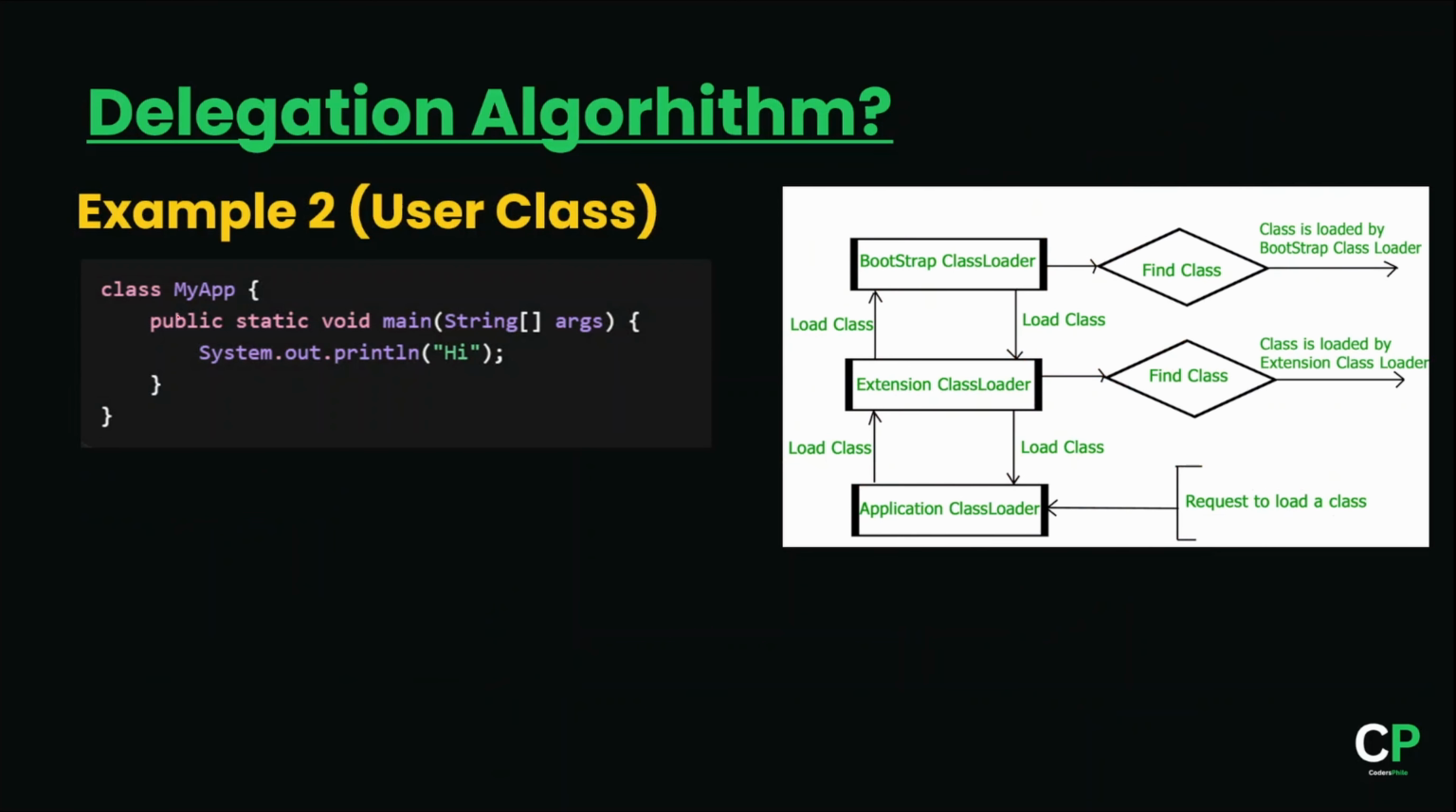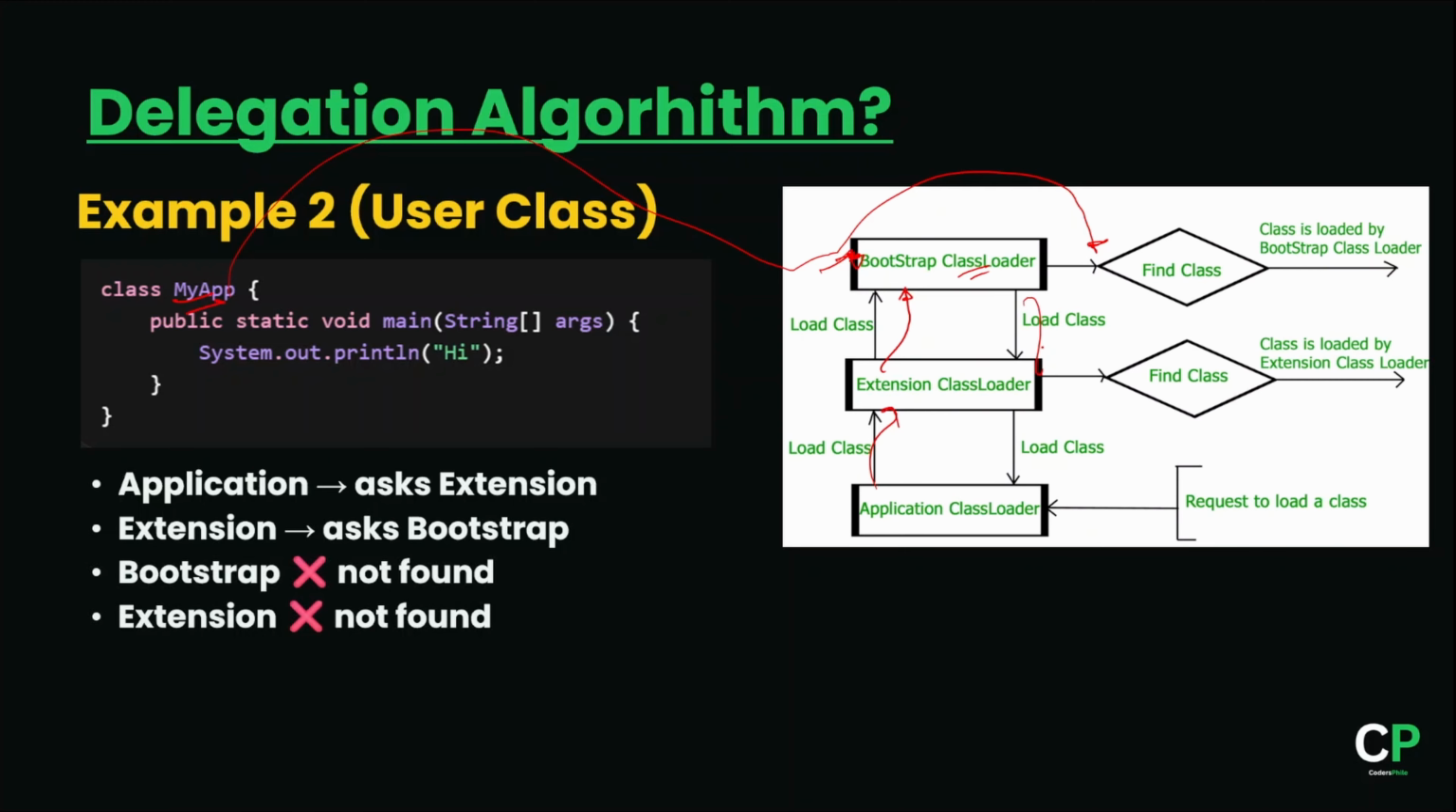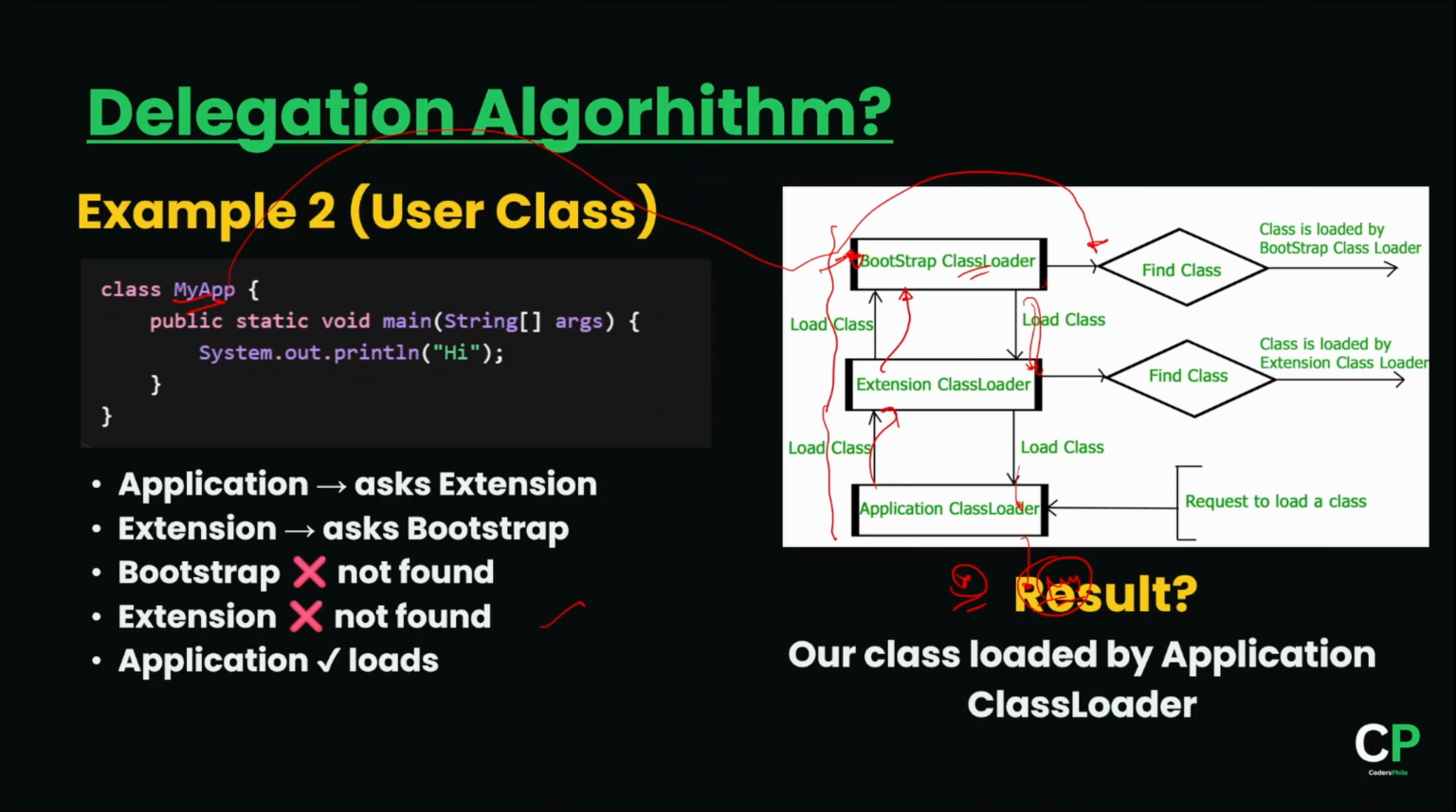Second, for example, here is our user-written class, MyApp. The application class loader will first ask the extension class loader to load MyApp, and then the extension class loader will ask the Bootstrap class loader. Now the request has gone to the top, that is, the Bootstrap class loader. Since MyApp is not present in the core Java classes, Bootstrap does not find it, and therefore it passes this request to the extension class loader. The extension class loader also does not find this class, and the request is passed to the application class loader, and finally the application class loader will load MyApp. So this is the way the three class loaders interact with each other in order to load different classes. So what is the result? Our class is loaded by the application class loader.